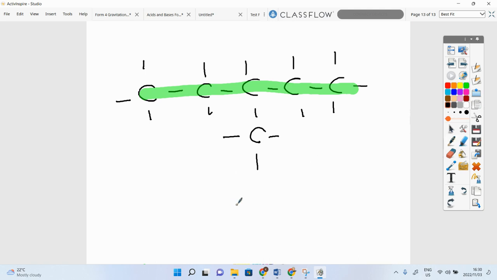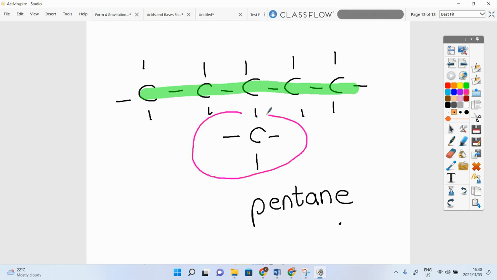So what's my name now? Wait, there are 5 carbons. Don't forget step 1. So 5 is pentane. Are there any double bonds? No. So it's pentane. Do that first. Then you ask, is there anything else? So you know there's this one. It's a side chain. How many carbons in that side chain? Just one. So it's going to be methyl.